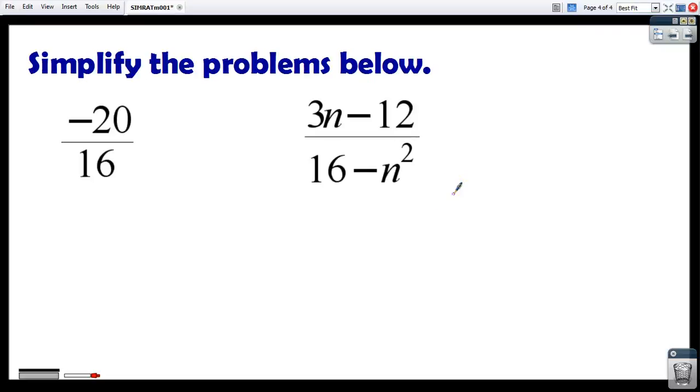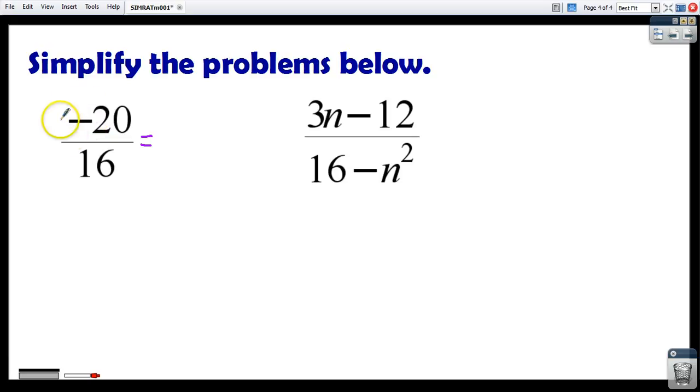Alright, let's take a look at one last problem. Now, I'll tell you right now, this one's going to be a little trickier than the rest. And it has to do with negatives. And as far as a fraction goes, you probably wouldn't get tripped up by it. But over here, what we want to do is reduce this fraction like we always do.